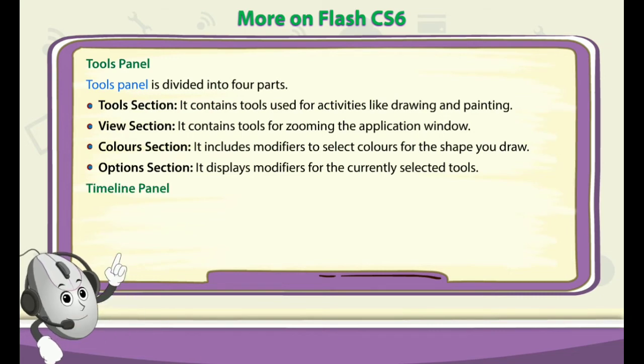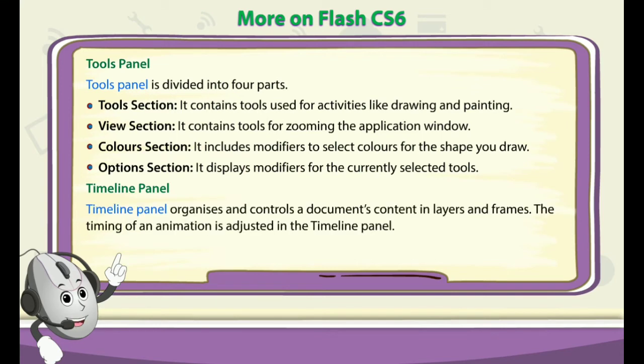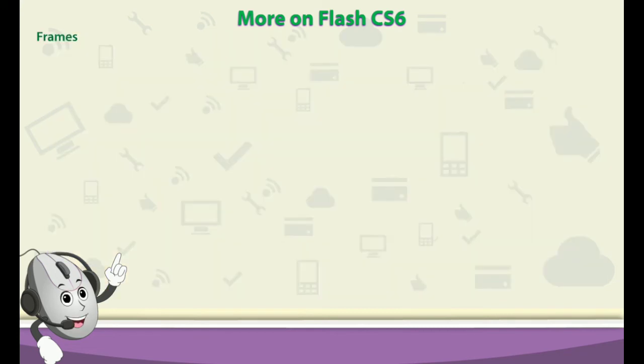Now let's learn about the timeline. The timeline organizes and controls the documents contained in layers and frames. The timing of animation is adjusted in the timeline panel. Thus it helps in setting the sequence of a movie or animation. Means here you can set your timing, how long or how short an animation you want to create.